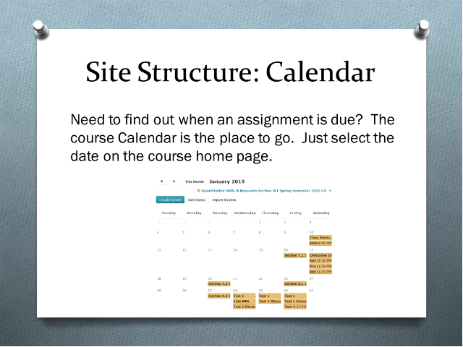Okay, let's talk about the site structure a little bit. We mentioned that you could go to the calendar a couple different ways in the course. And so the question here is, need to find out when the assignment is due? Well, the course calendar is the place to go. Just select the date on the course homepage or go to the resource area and select calendar, and it brings it up.